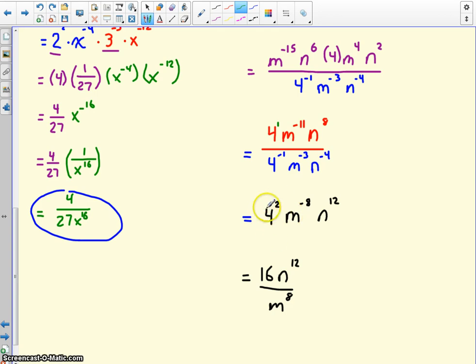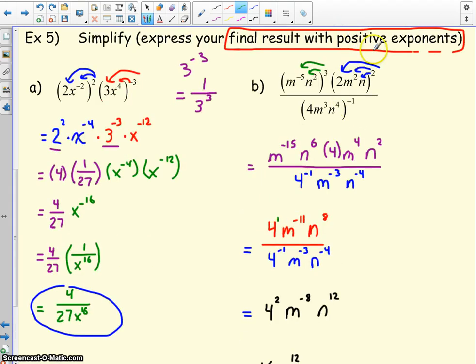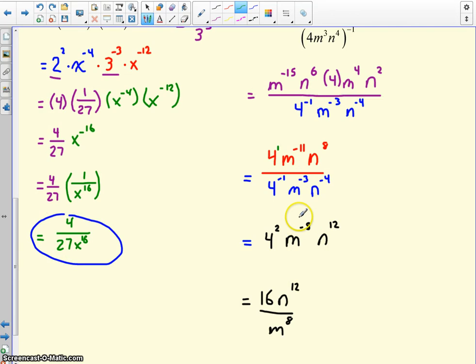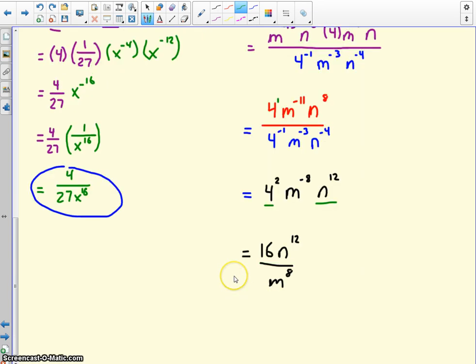I can simplify that 4 squared to get 16, but I also remember I want positive exponents. So m to the negative 8 needs to be put down to the denominator to create a positive exponent of 8. Okay, just grouping the 4 squared and the n to the 12 together, I have 16 times n to the 12, all divided by m to the exponent 8.